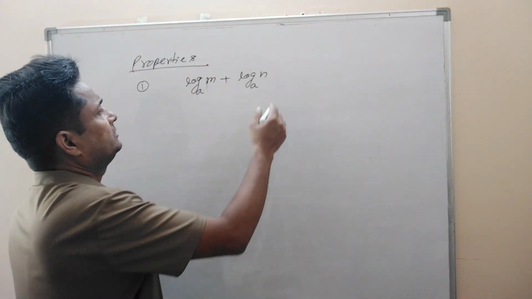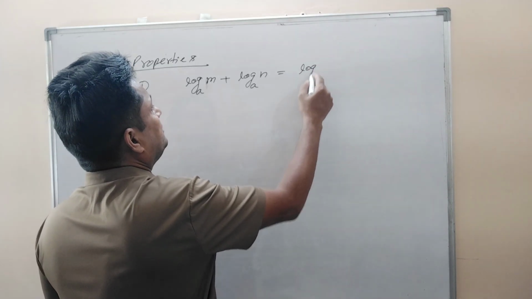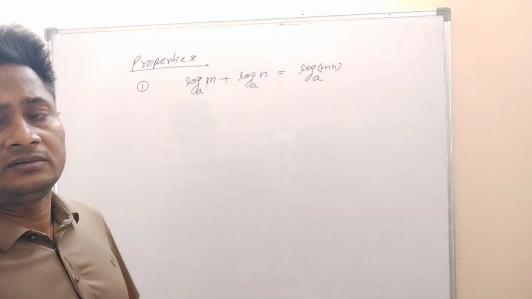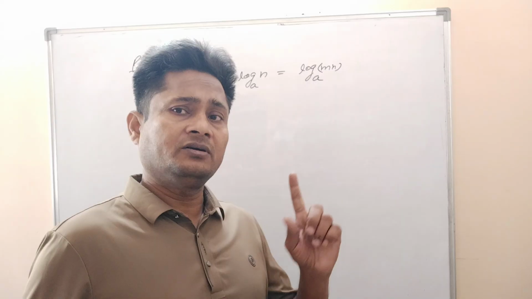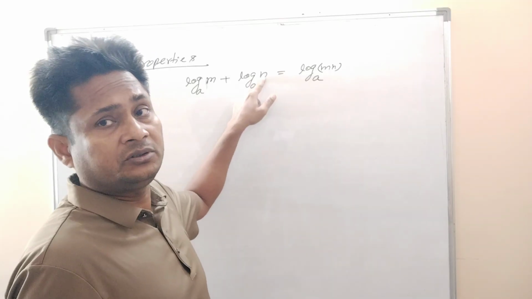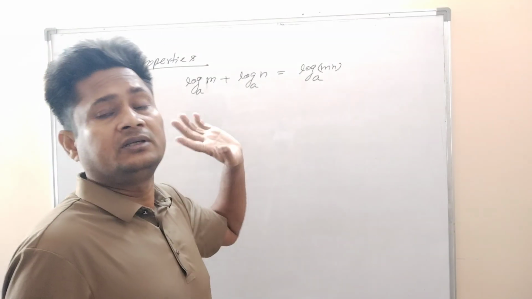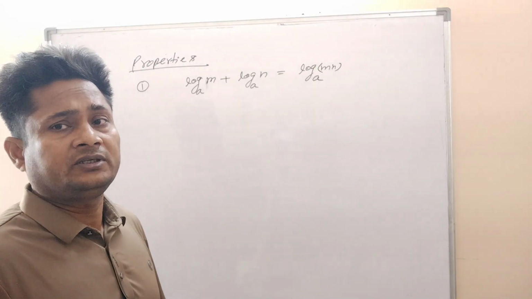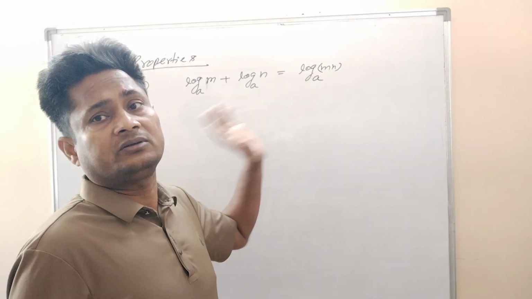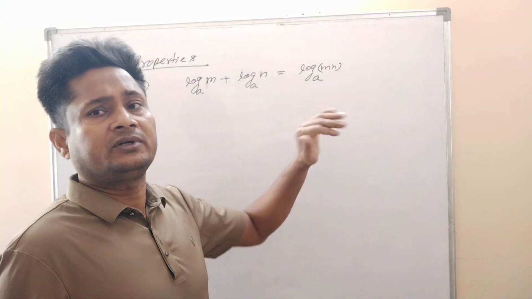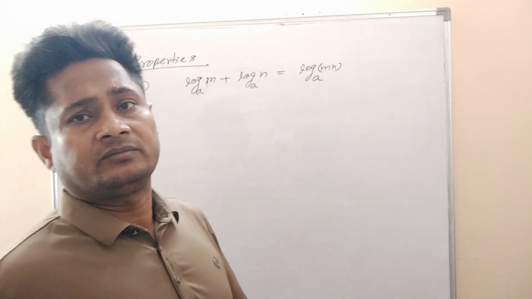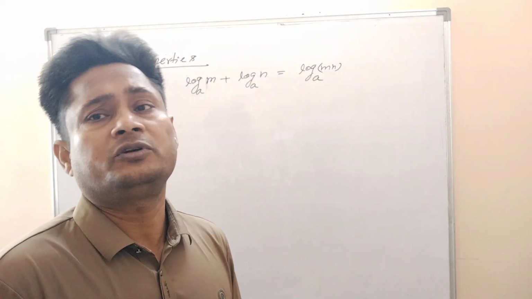This can be written as log of m into n base a. You must remember that here log must be defined on both sides. That means m should be positive, n should be positive, a should be positive, a cannot be a negative value. That means a will be greater than 0 and a does not equal 1. These conditions must be satisfied, so I'm not writing these values everywhere. So the logarithm of both input values must be defined.